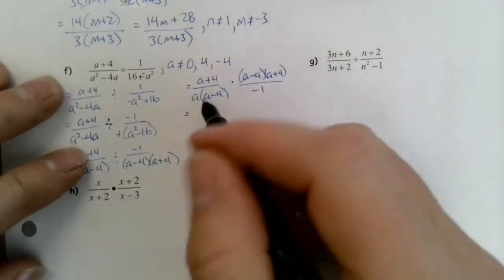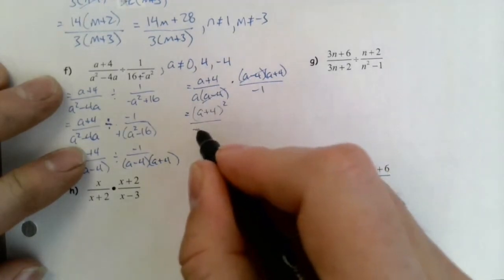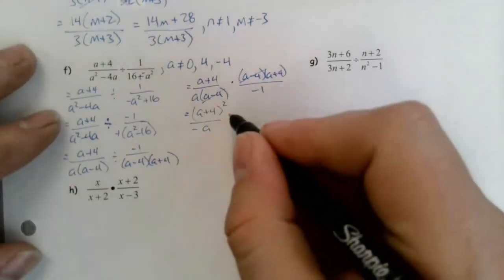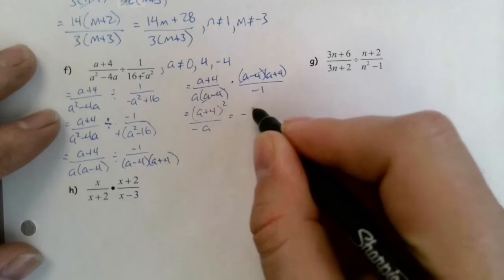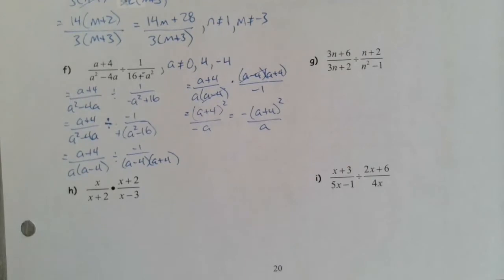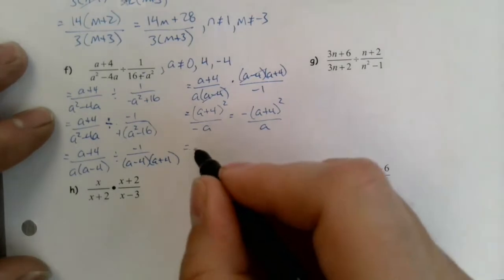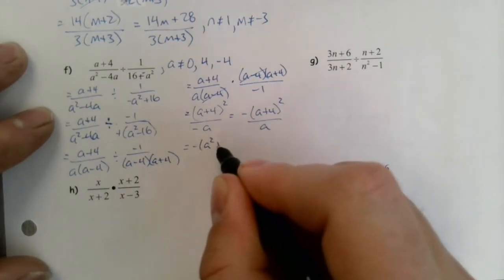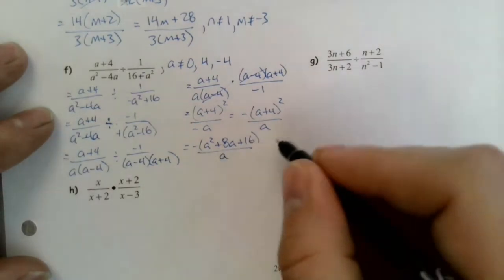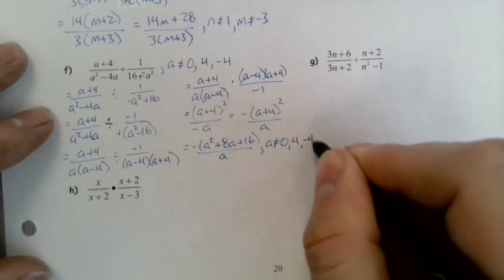Now, what I can do is multiply straight across, and I will get a plus 4 squared. And then in the denominator there's a negative a. And that might be enough. You might find that you're asked to move that negative up. That does look a little bit better. And you may even be asked to expand that a plus 4 squared. So that could end up becoming negative a squared plus 8a plus 16 all over a, with the restriction that a cannot equal 0, 4, or negative 4.